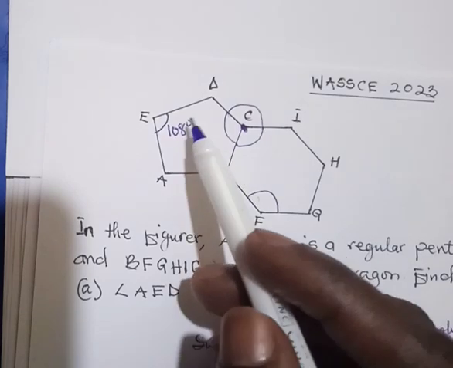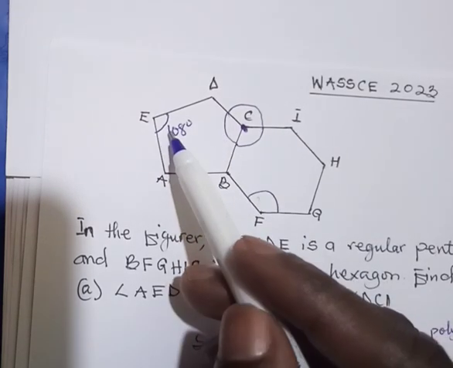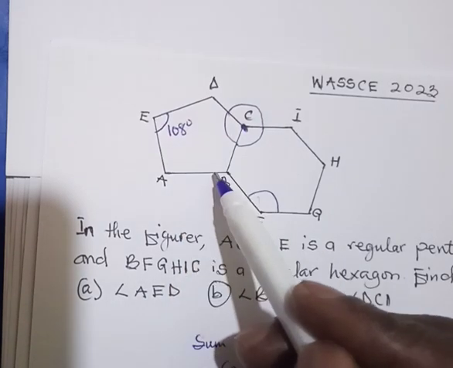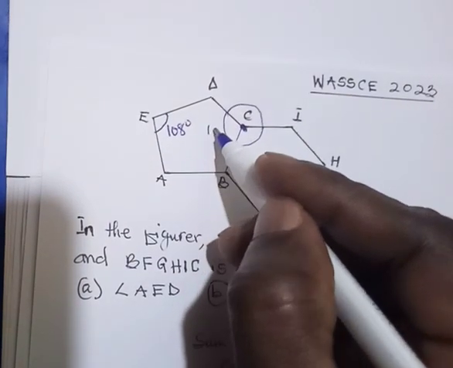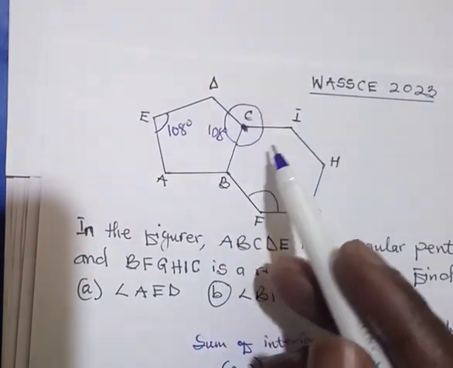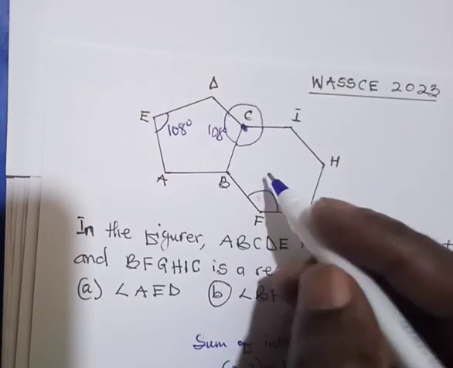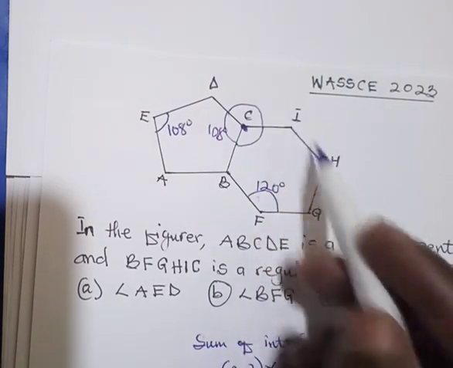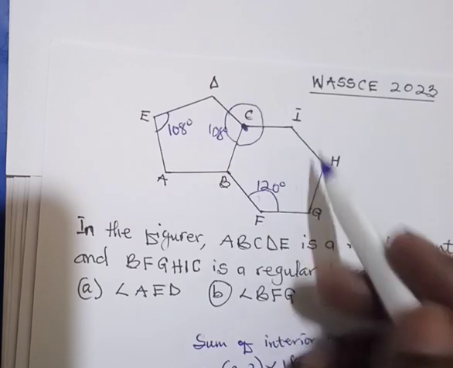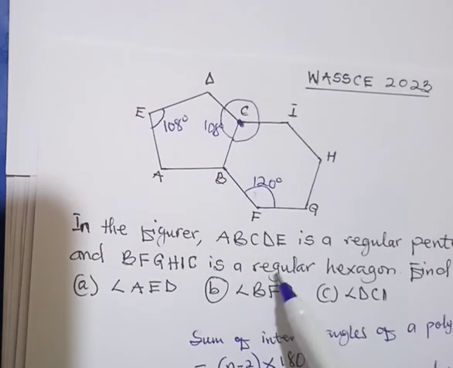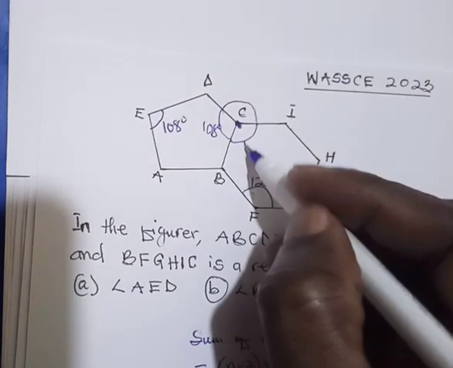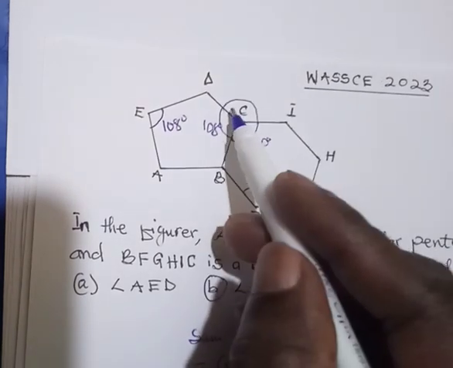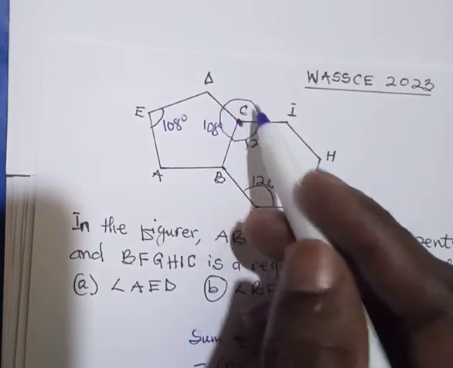But remember that we have already calculated for the angles here. It means we have here 108 degrees. So here is also the same, here is also the same, here is also the same. So here is also 108 degrees. And we have also calculated for this angle which gave us 120 degrees. It means that the rest of the angles are also 120 degrees, because we are saying that it is a regular hexagon. So here is also 120 degrees.